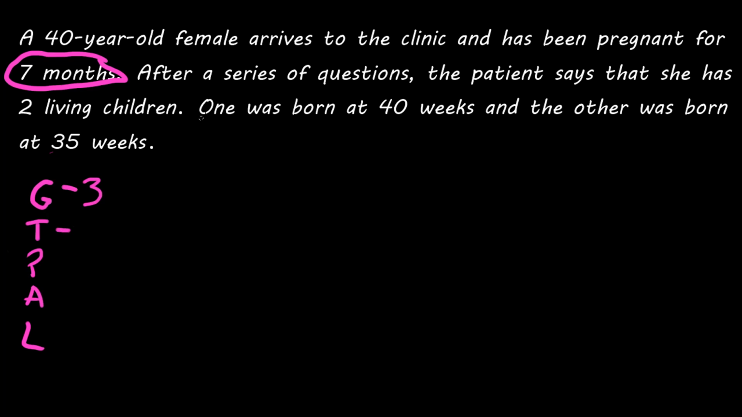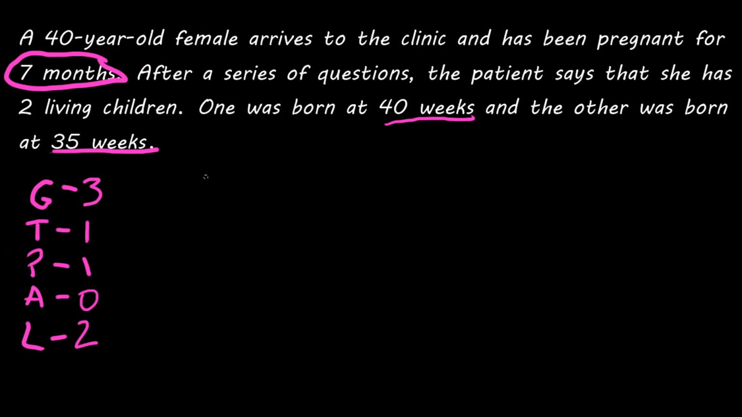Term births. We know she has 1 term birth from here, 40 weeks, greater than 37 weeks is a term birth. And then she has 1 preterm birth, less than 37 weeks. And she does not have any abortions, according to this question. And she has 2 living children. So this would be G3, T1, P1, A0, L2.